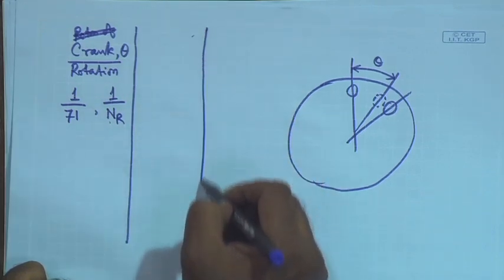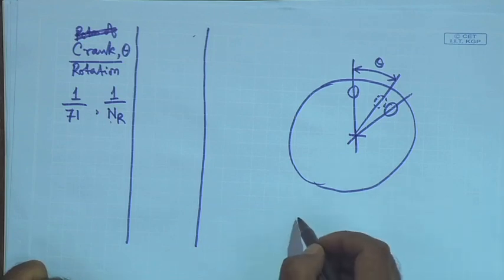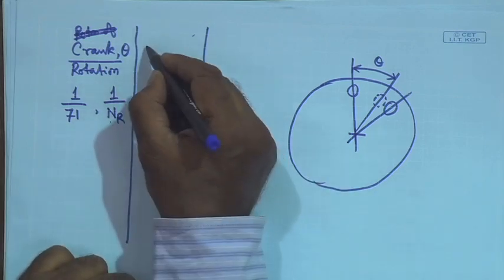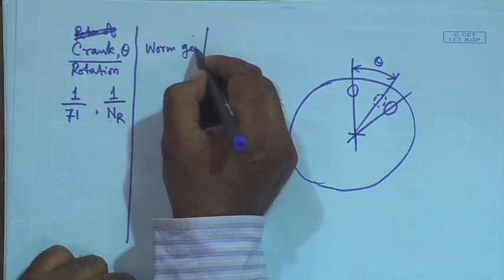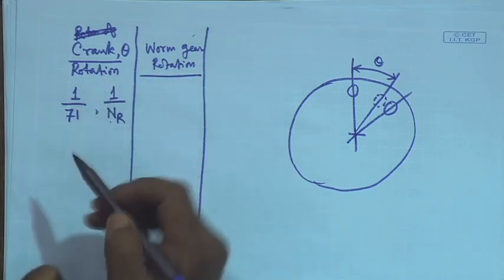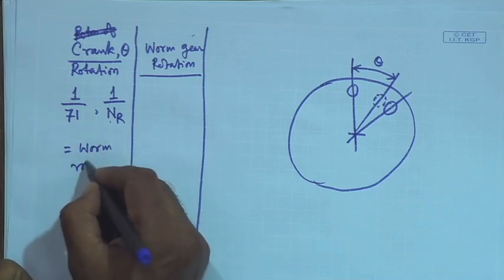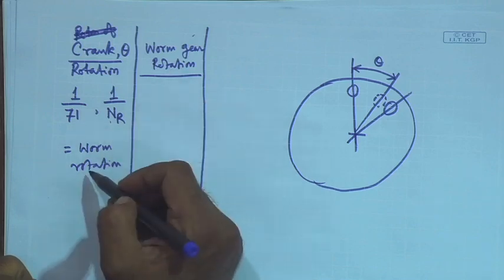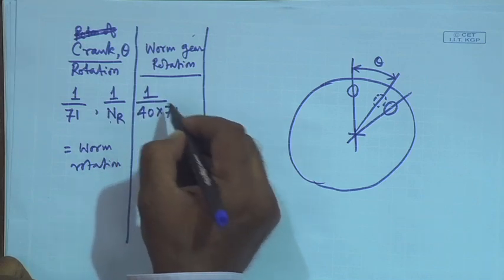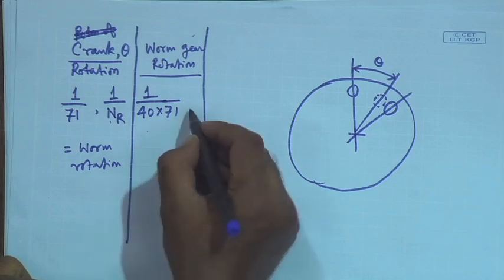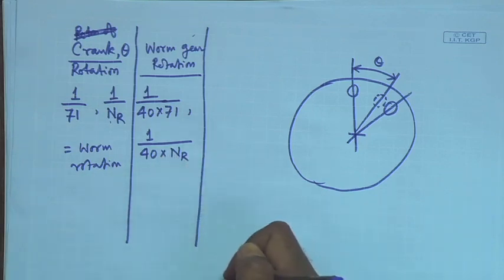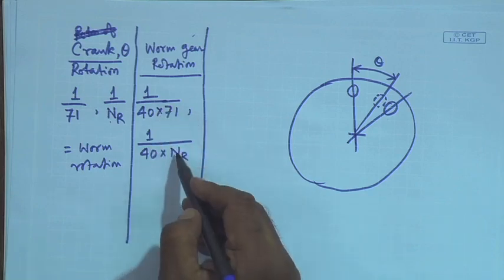Next, from this one, where are we going? If you look at the figure, this amount of rotation is directly going to the worm. So, we need not worry about the worm rotation, but we can worry about the worm gear rotation. Worm gear rotation must be related to this. So, the worm gear rotation must be equal to a fraction of this, 1 by 40. So, we have 1 by 40 into 71, and the generalized case is 1 by 40 into n required. Specific case, general case.